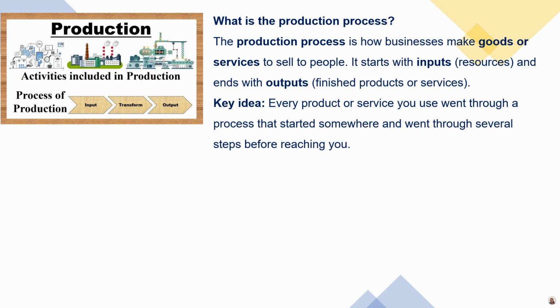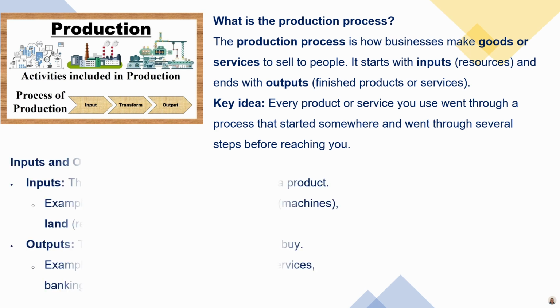So in the exams, if they ask you what is the production process, you are going to say that the production process is how businesses make goods or services to sell to people. It starts with the input using a natural resource which goes through a process and ends with an output, which is a finished goods or it could be a service. Now, the key idea is that every product or service that we use went through a process. So it started somewhere, went through several steps before it reached you.